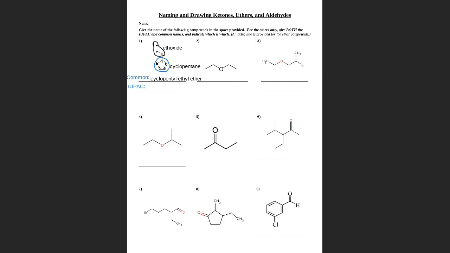Oh, sorry. I did make one little mistake. I don't call it ethoxide. I call it ethoxy. Normally it would be ethyl, but I call it ethoxy. So for the IUPAC name, it would simply be ethoxycyclopentane with no numbers. Does that make sense?